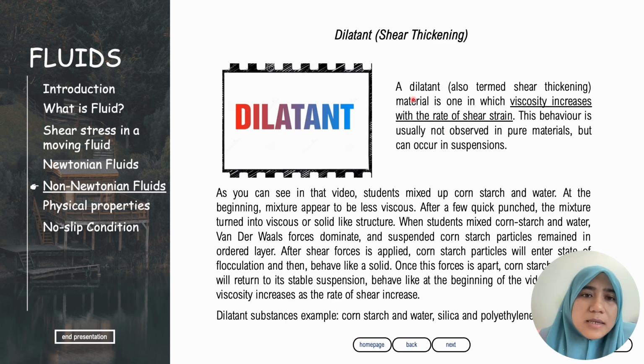The next example of a non-Newtonian fluid is dilatant, which is also called shear thickening. So as we increase the rate of shear strain, the viscosity will also increase. In this example, we use cornstarch and water. So let us see.